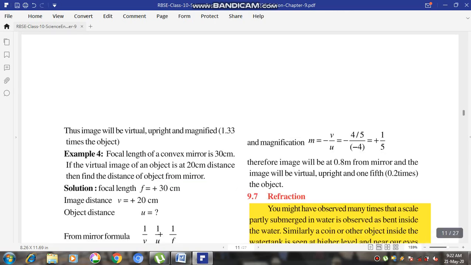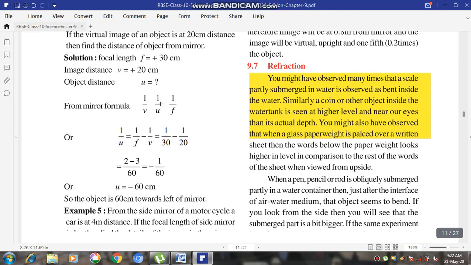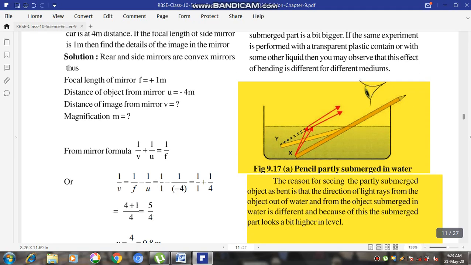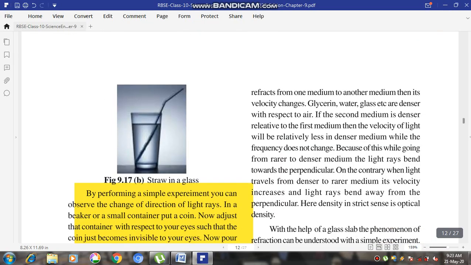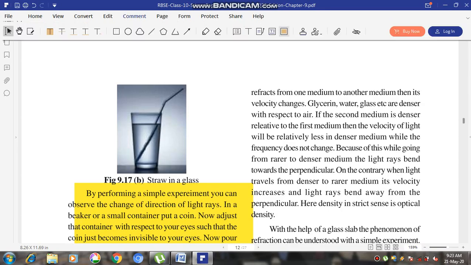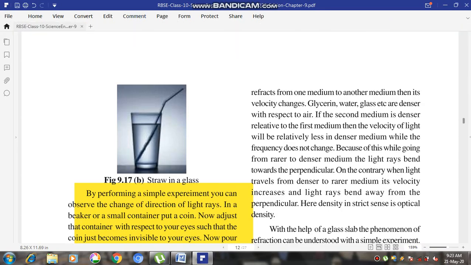And when the light passes from one medium to another medium, the velocity changes. Glycerin, water, glass, etc. are denser with respect to air. Water, glass, glycerin, these are denser with respect to air, and air is a rare medium.